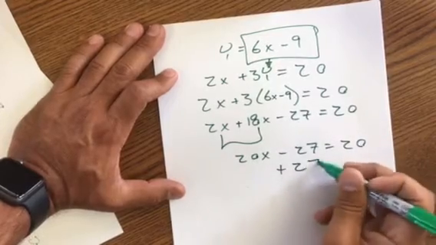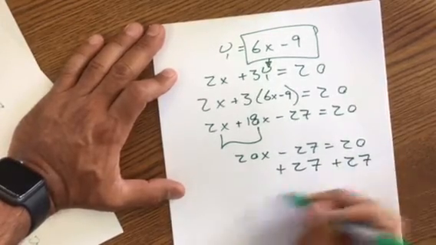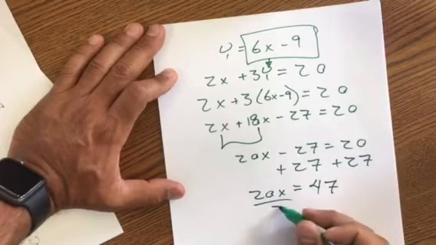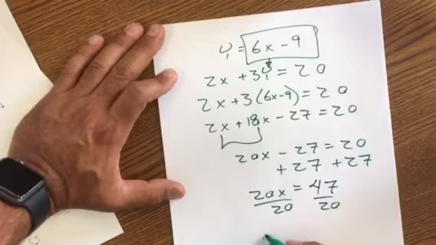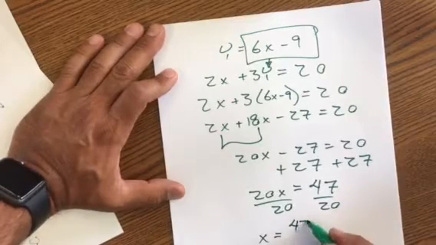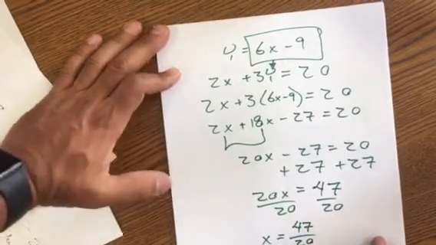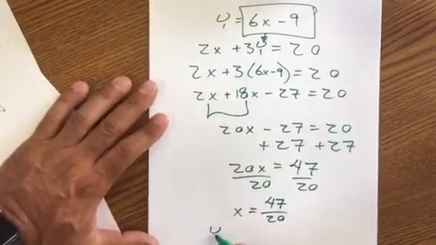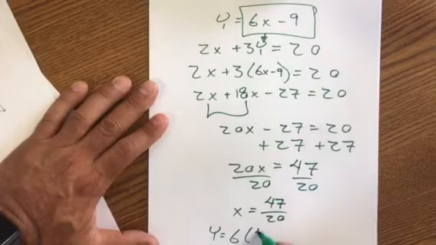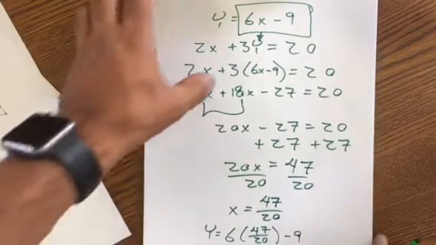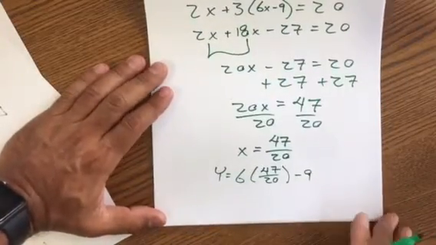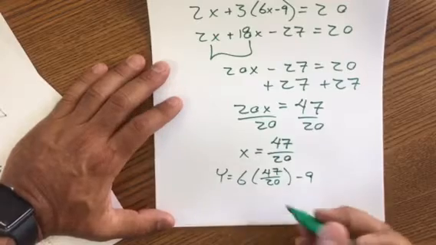Bring this over. Divide. Whatever that equals, I'm going to leave it as a fraction. To find the y, I'm going to plug that back in. I would need a calculator to do this. So since I don't have a calculator, I'm not going to figure out what that is.